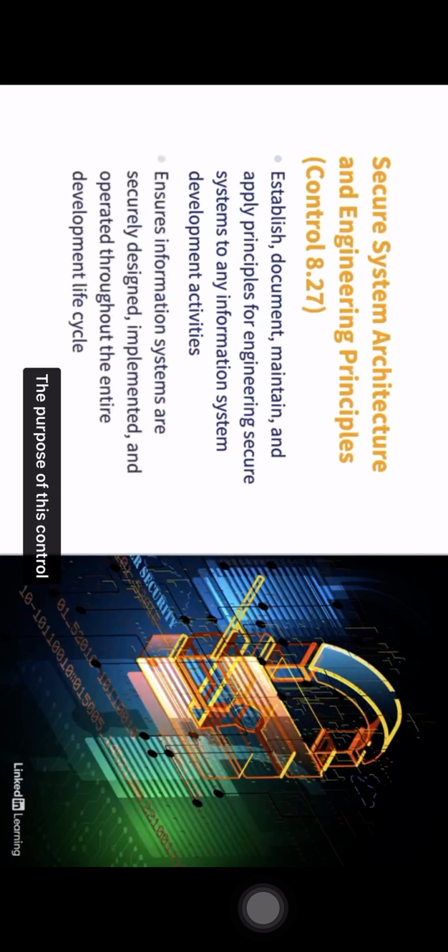The following control is Secure System Architecture and Engineering Principles, Control 8.27. It requires your organization to establish, document, maintain, and apply principles for engineering secure systems to any information system development activities. The purpose of this control is to ensure your information systems are securely designed, implemented, and operated throughout the entire development lifecycle.